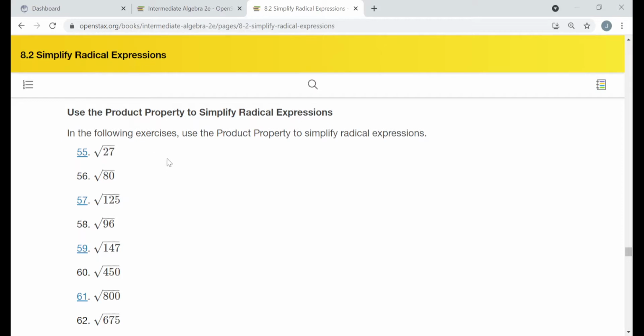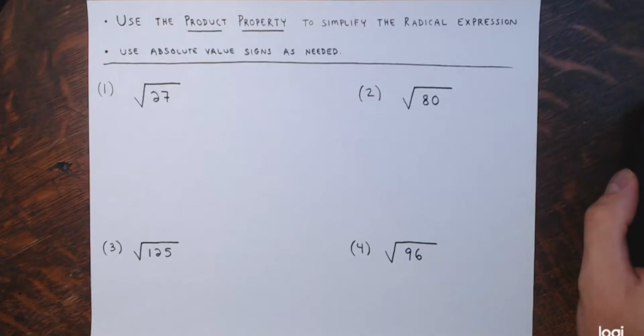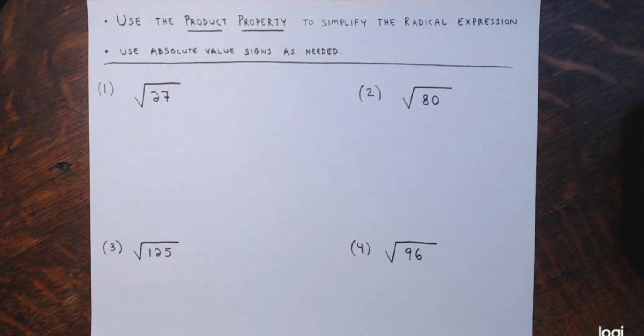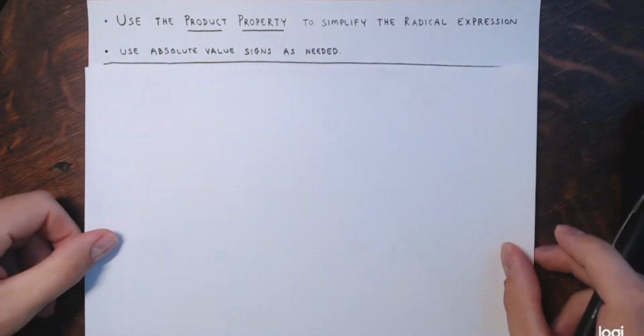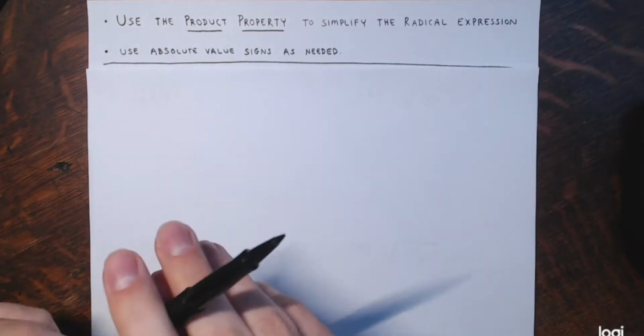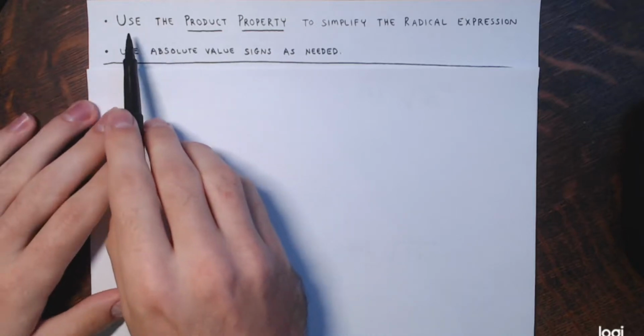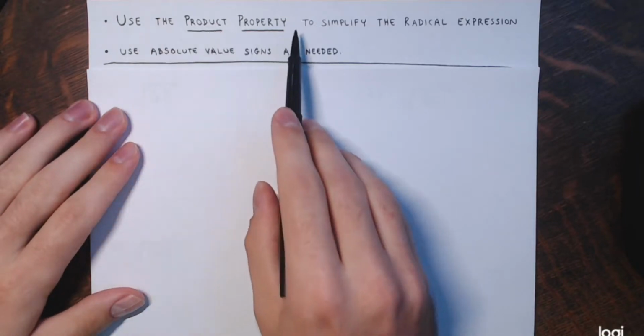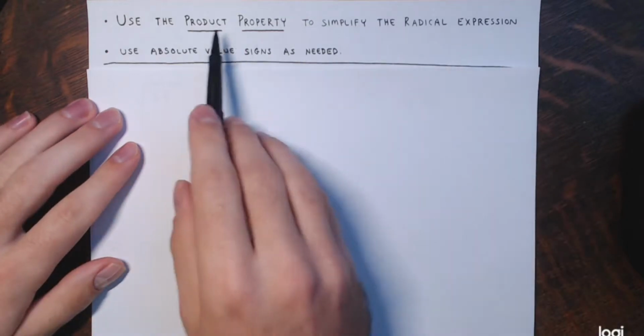In these exercises we're asked to use the product property, which I'll write out for you and explain, to simplify radical expressions. I have these written out. Again, example 1 is exercise 55 in this section. But before I get into all these, let me take it to a new page and write out what this product property is. Like I said, in every example we're asked to use the product property to simplify the radical expression. I'll talk about what that means.